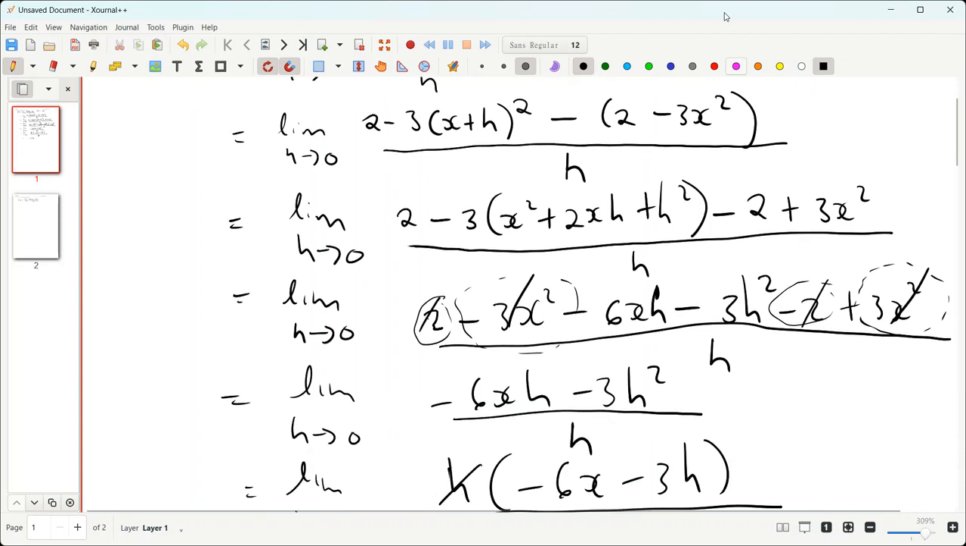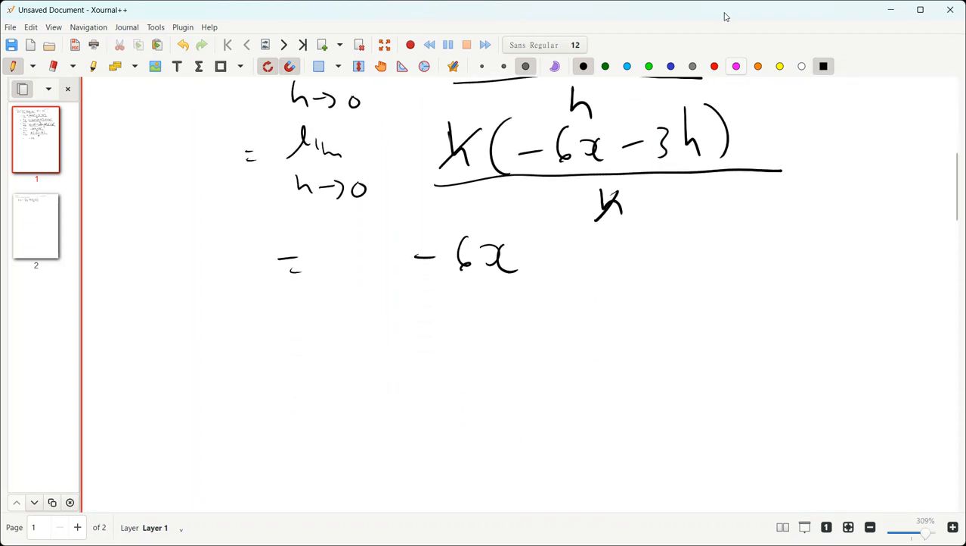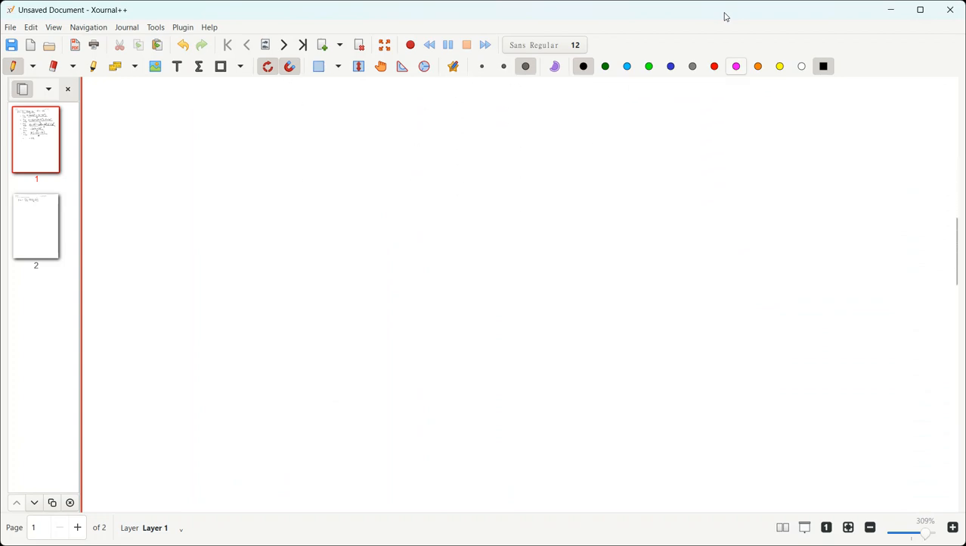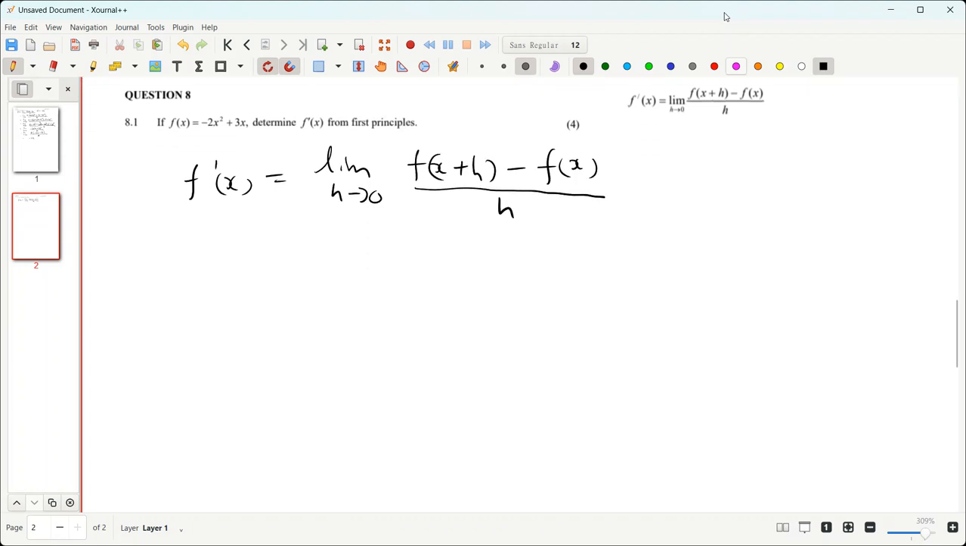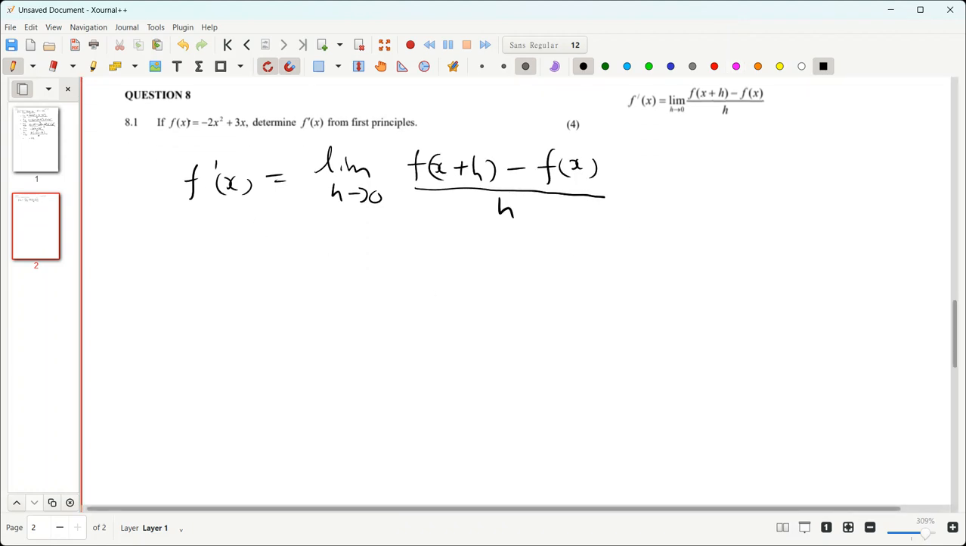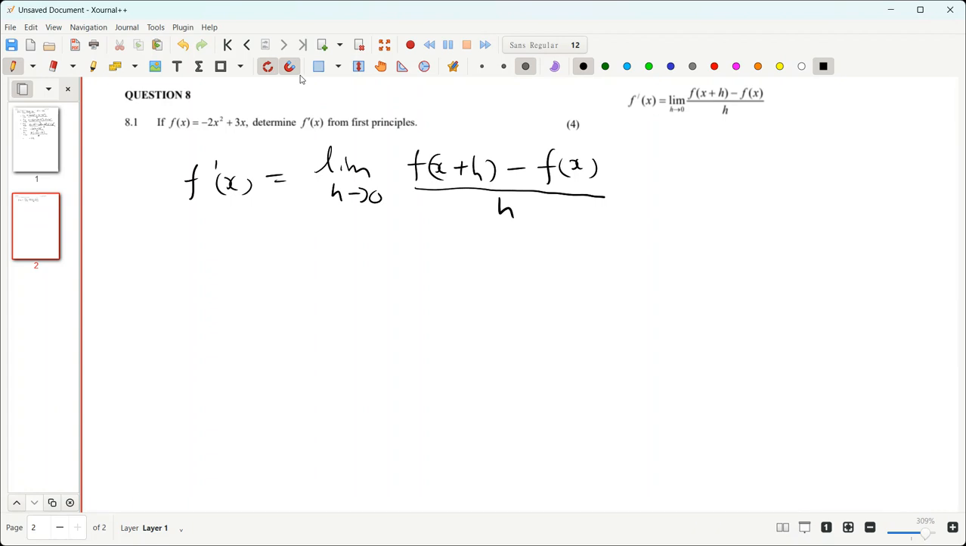So we can clearly confirm that this is the correct answer. All right, so the next example here, we have f of x equals minus 2x squared plus 3x. So again, we are determining the derivative using the first principle.